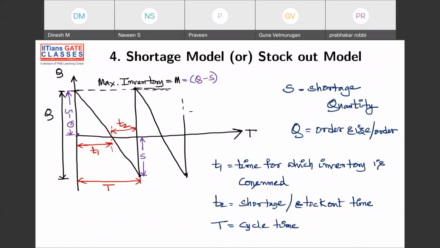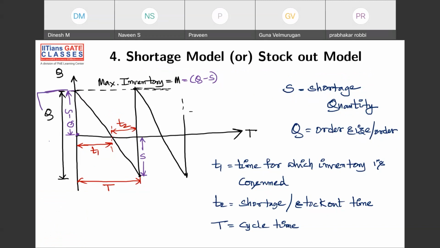Yeah, shortage or stock out, very important. Here also, shortage is now allowed. Slowly we are increasing the complexities. Shortage is allowed in the sense that you're going into negative. This is where the shortage is happening. At T2, the shortage is happening. T1 is the time the consumption is happening, and T2 is when the shortage is happening.